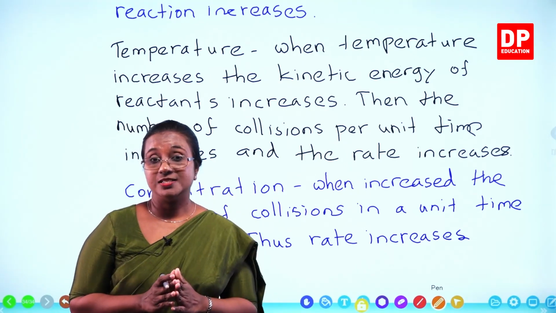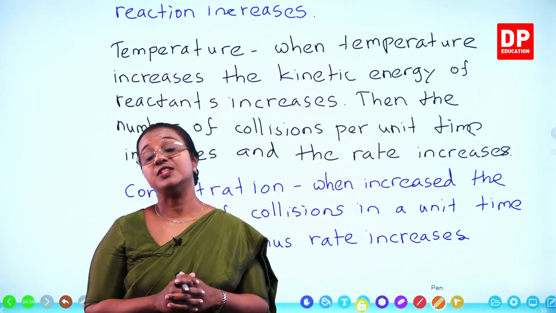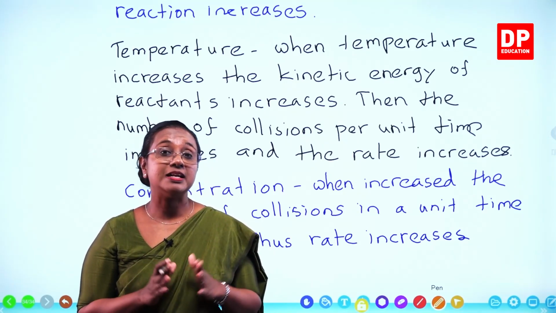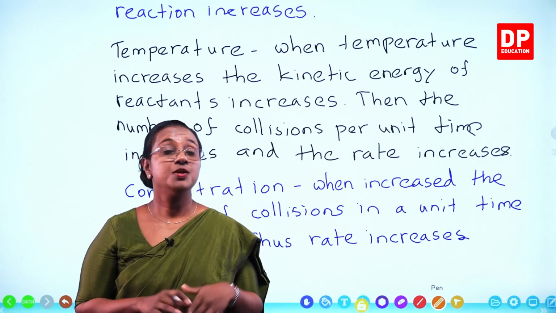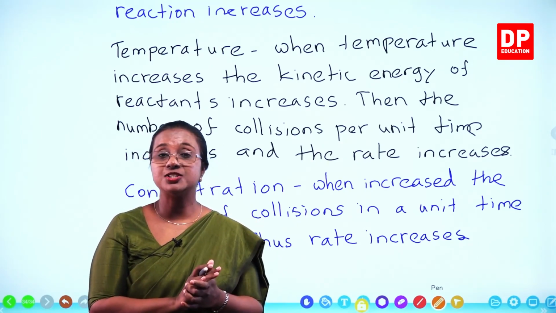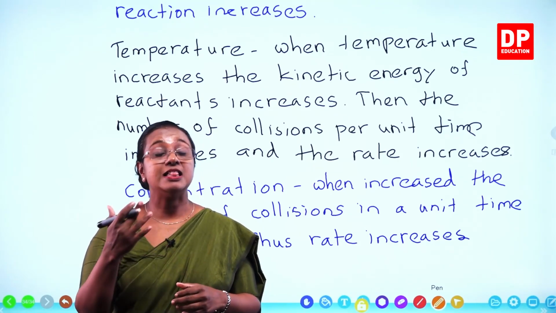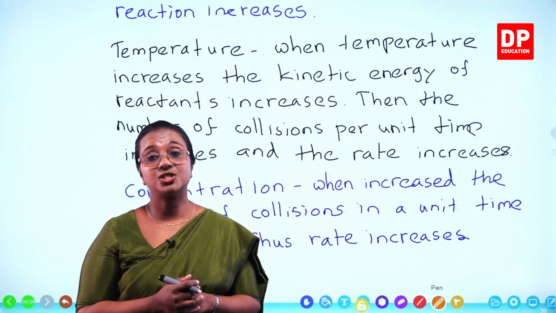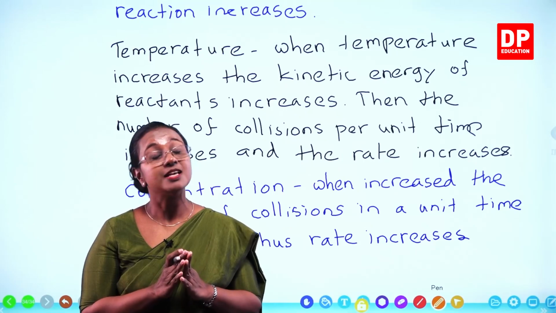So with that, students, I have come to the end of this chapter and for that matter, end of this lesson. So I am sure now you have a very good understanding about the rate of reaction, how to calculate it, and the factors that affect the rate of reaction and all the activities related to that.